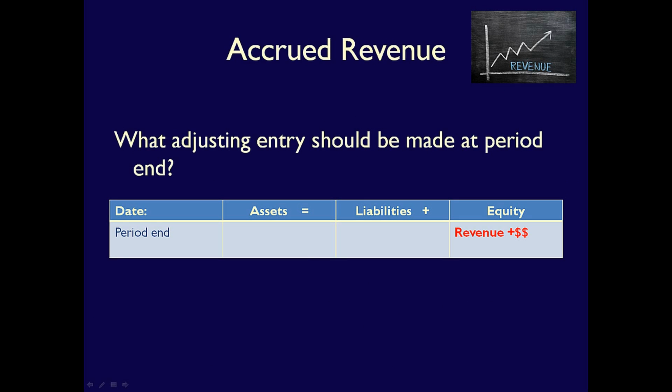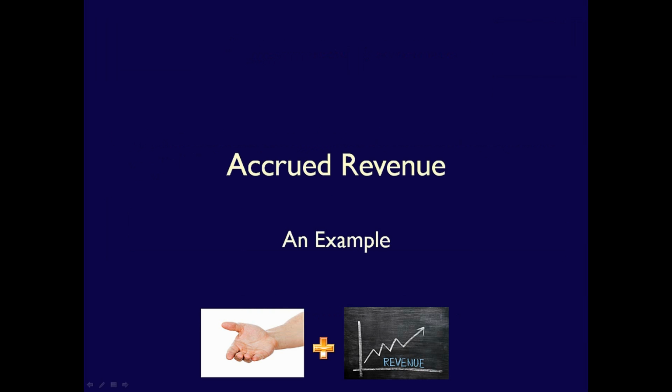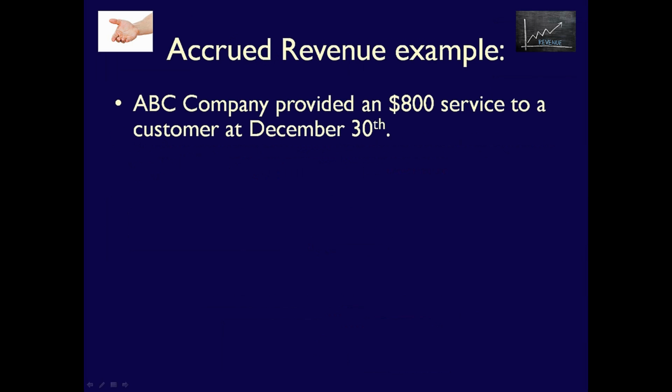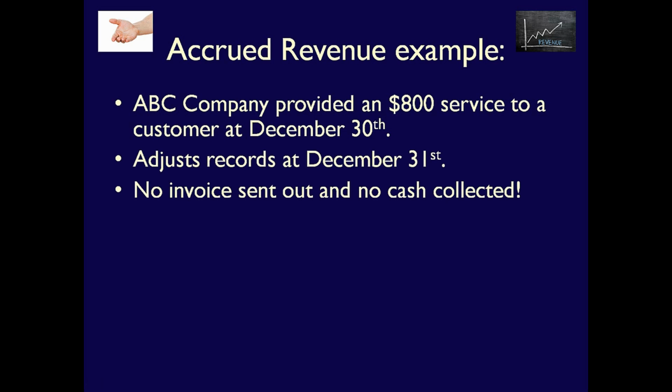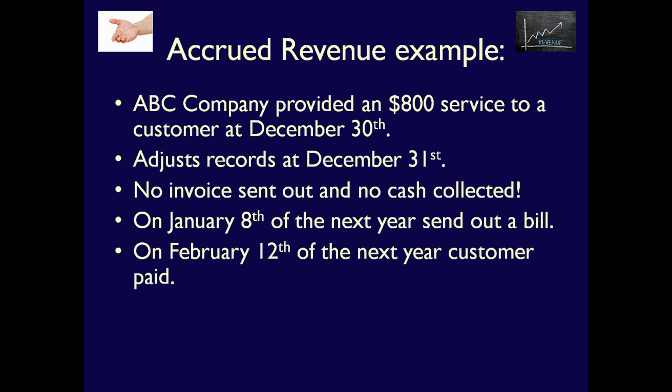At every period end, we'll recognize the revenue that was earned but not recorded, and the cash the company has a legal right to receive because they've done what they needed to do in order to earn revenue. Let's do an example to solidify our understanding and actually see the entries that impact the accounting equation. ABC Company provided a service to a customer for $800 on December 30th. The company records their adjusting entries at year end, and their year end is December 31st. No invoice was sent out, nor was cash collected from the customer at December 31st. On January 8th of the next year, ABC Company sends an invoice out to their customer. On February 12th of the next year, the customer pays their outstanding invoice in full.